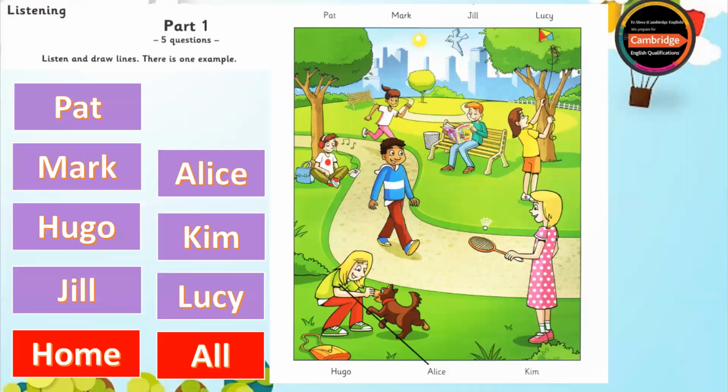3. Hugo's here today, too. He's my friend. Is he? Which boy is Hugo? He's there. He's listening to music. Oh! Under the tree? Yes, that's right.